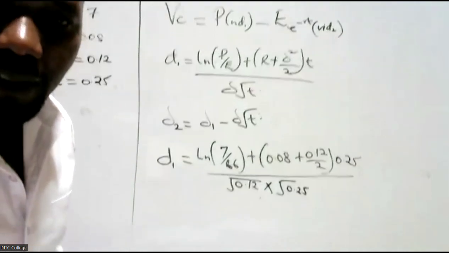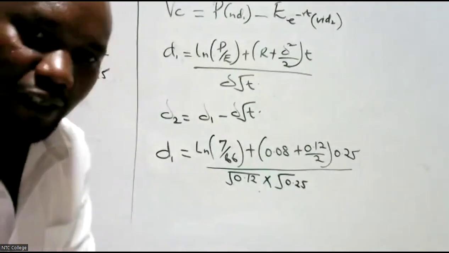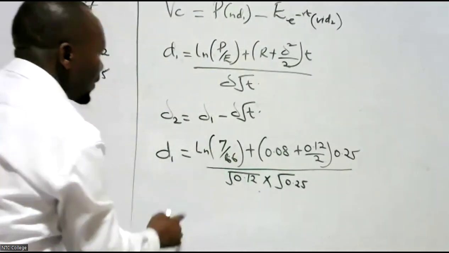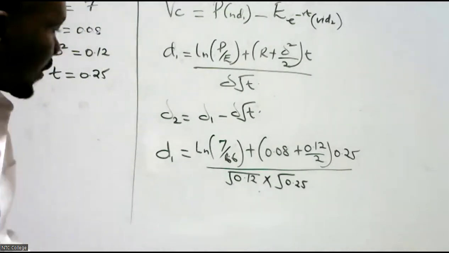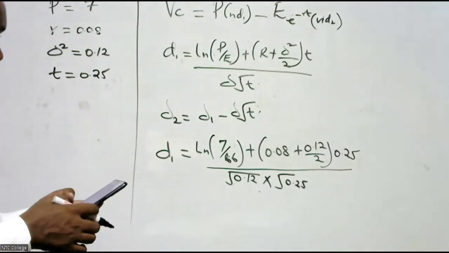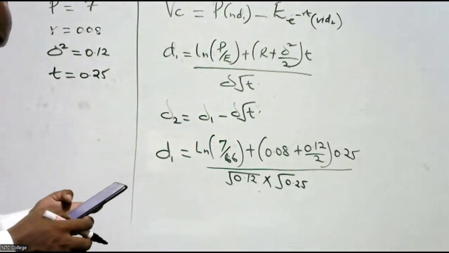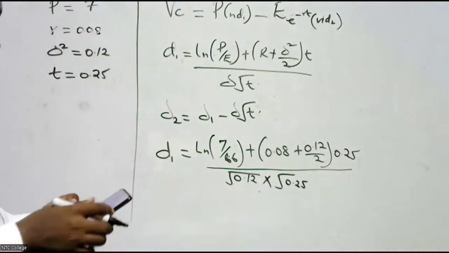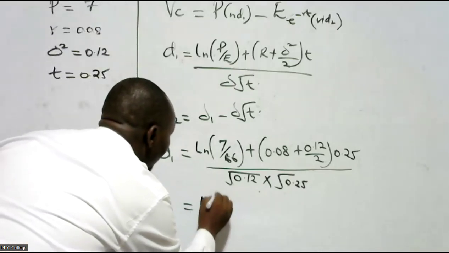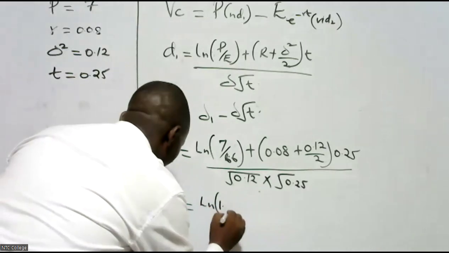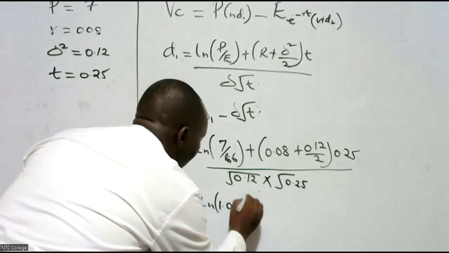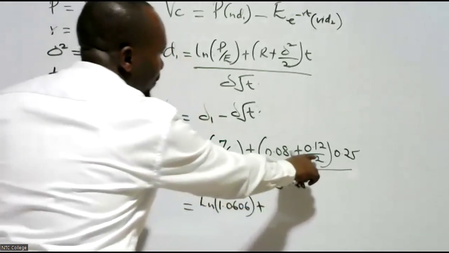Twende tu pole pole. I know the first time most people didn't understand. So 7 all over 6 point, this is 6.6. What do you get? Then we get Ln of that. So 7 divided by 6.6. You'll be getting me the natural log of 1.0606 plus this one is a half.